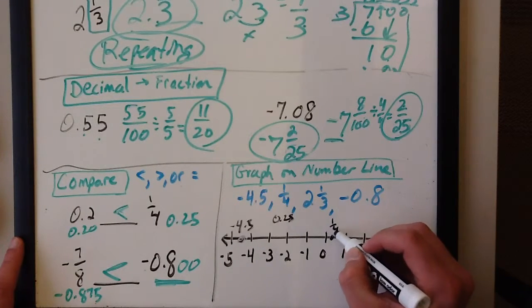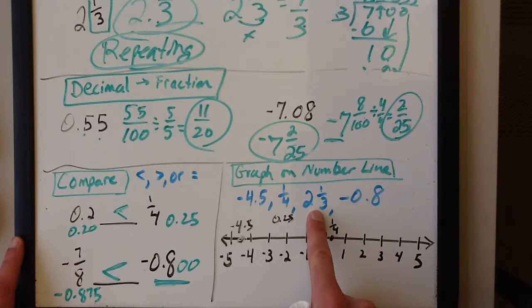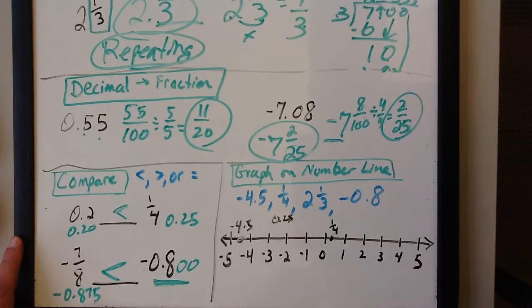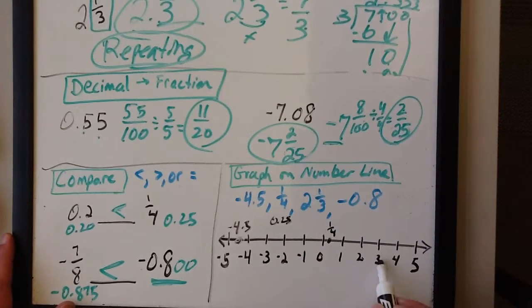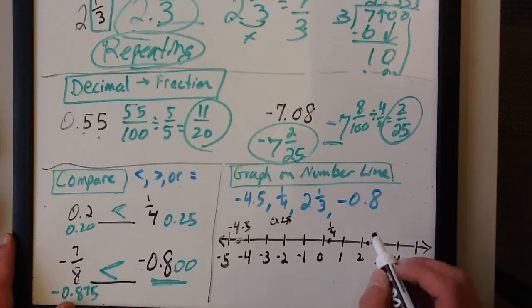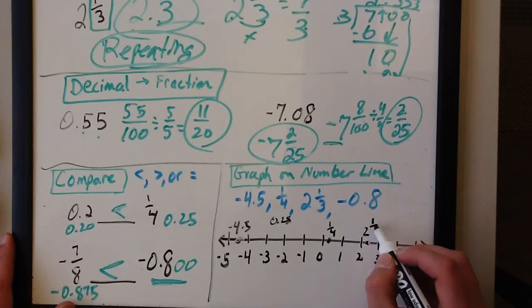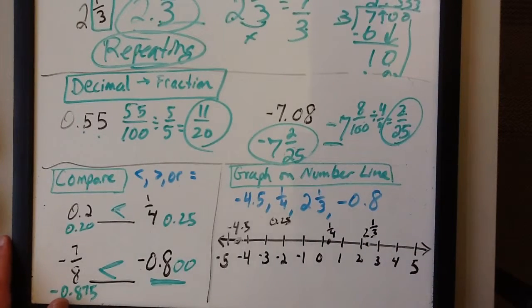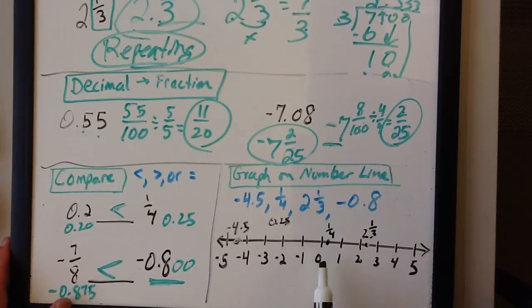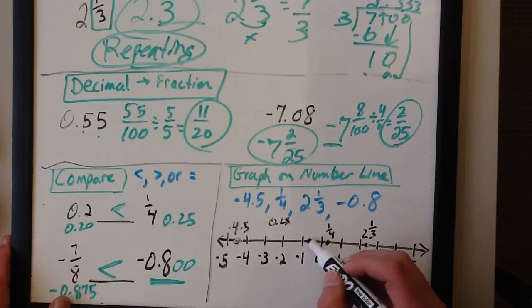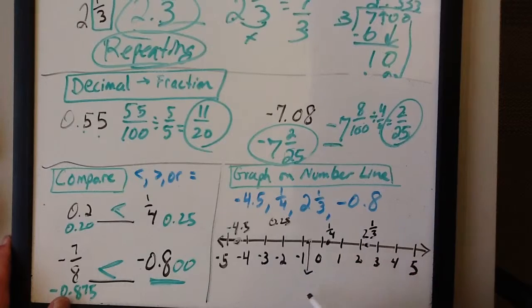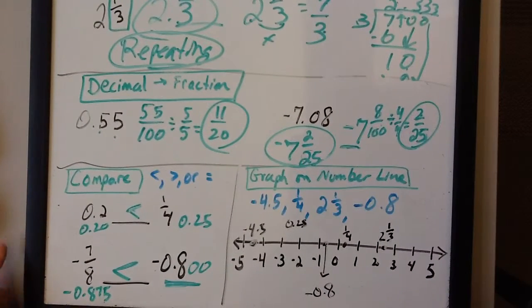That's where 1/4 is. Then I have 2 and 1/3. Well, 2 and 1/3 is going to be between 2 and 3. Here are 2 and 3. 2 and 1/3 will be 1/3 of the way from 2 to 3. So that's 2 and 1/3. And then negative 0.8. That's going to be between 0 and negative 1. It's going to be almost to negative 1, but not quite. Okay, so I'm going to call that negative 0.8, and I've graphed those numbers on the number line.